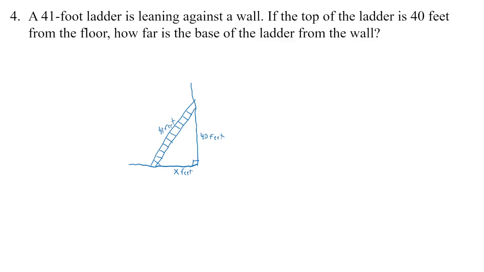As you can see, they form a right triangle. Therefore, the Pythagorean theorem is used. The 41 feet, that's your hypotenuse. The rest, you can label as A and B, and it doesn't matter which one you label as A or B. Now we're going to use the Pythagorean theorem to set up the equation. So we have x squared plus 40 squared equals 41 squared.